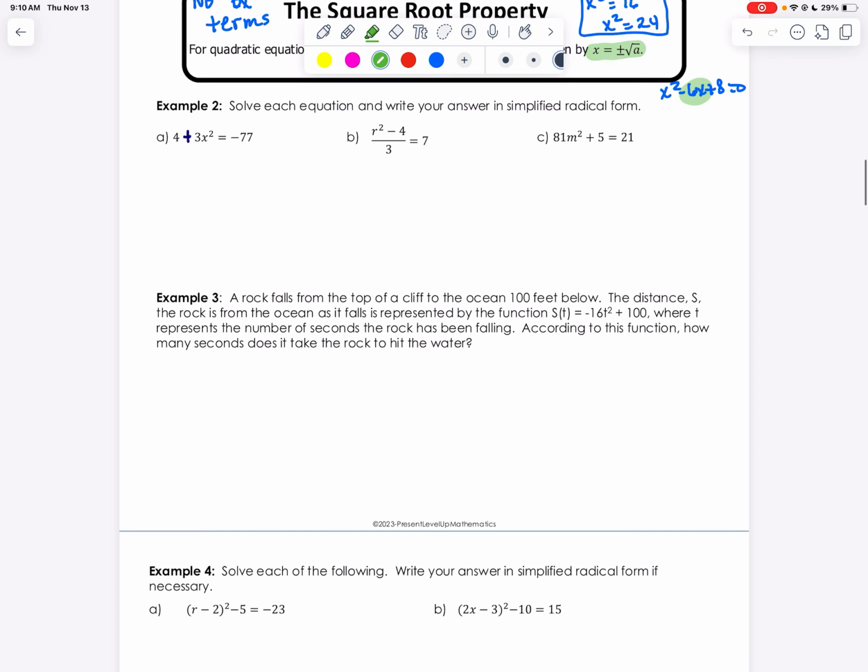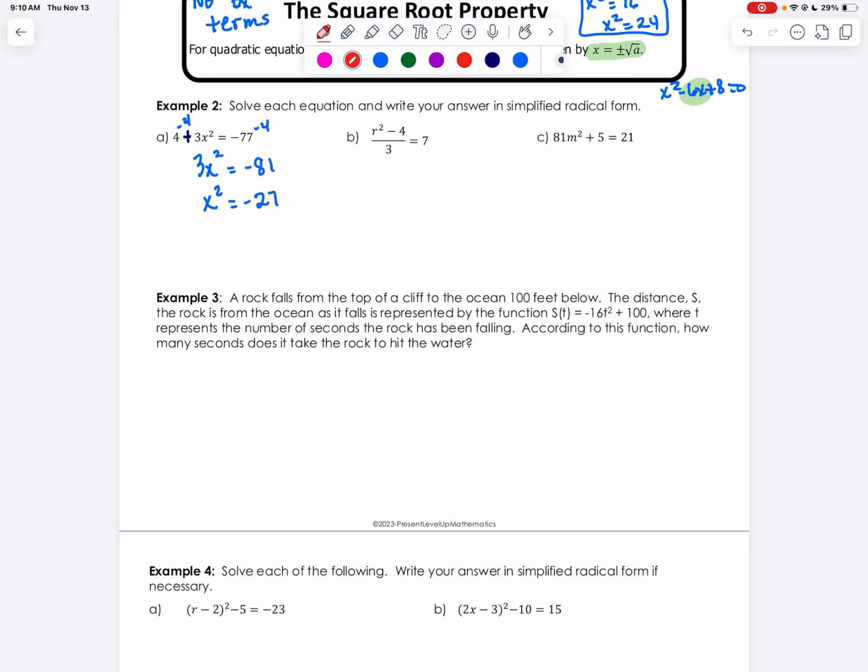All right, in example 2, it says solve each equation and write your answer in simplified radical form. So in part A, we have 4 plus 3x squared is equal to -77. So we'll start off by getting this 3x squared term by itself. So I want to subtract 4 from both sides, and that would give me 3x squared equals negative 81. Then divide both sides by 3, and that gives me x squared equals negative 27.